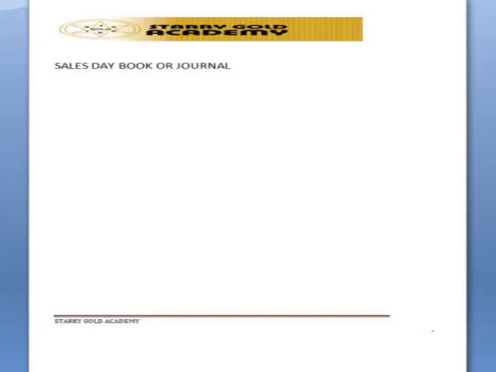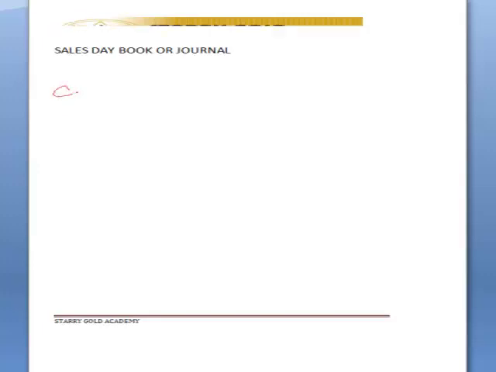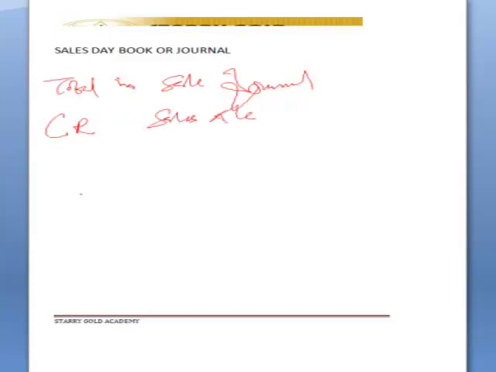The seller will enter the sales journal from the sales invoice. So how does posting look like? By the time we draw up a sales journal, the total of sales in the sales journal will be transferred to the credit side of the sales account. So the total in the sales journal will be transferred to the credit side: credit the sales account, and the various customers' accounts will be debited. So take note of that.